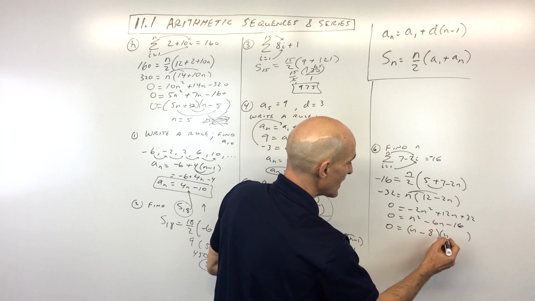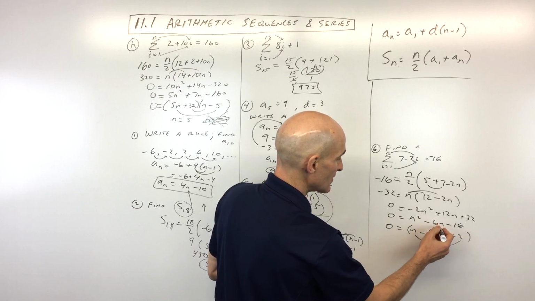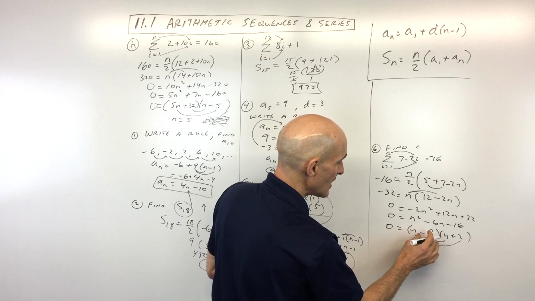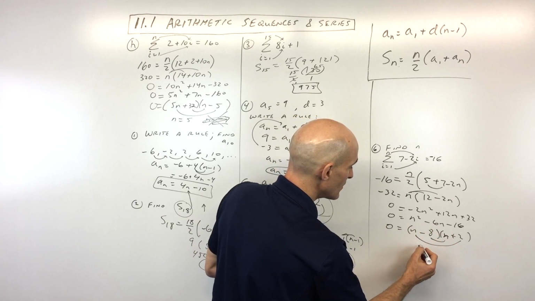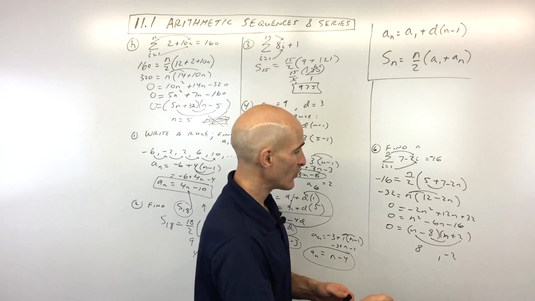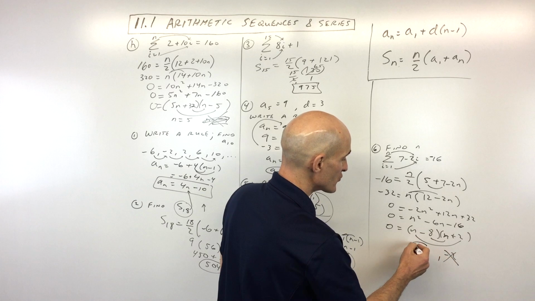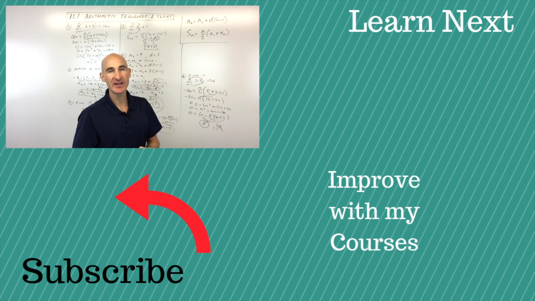So this looks like it's going to be negative 8 and positive 2. So that's negative 8n plus 2n is negative 6n. This multiplies to negative 16. If we set each factor to 0, we get n equals 8 or negative 2. Now we can't have a negative 2 number of terms. That wouldn't really make any sense. That's extraneous. So there's going to be 8 terms in this series, and they'll all add up to negative 16.